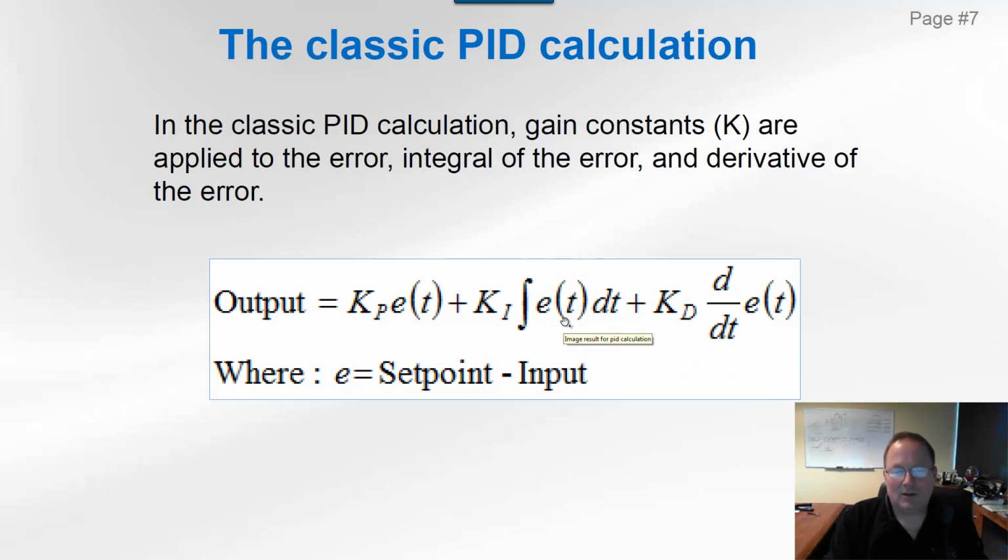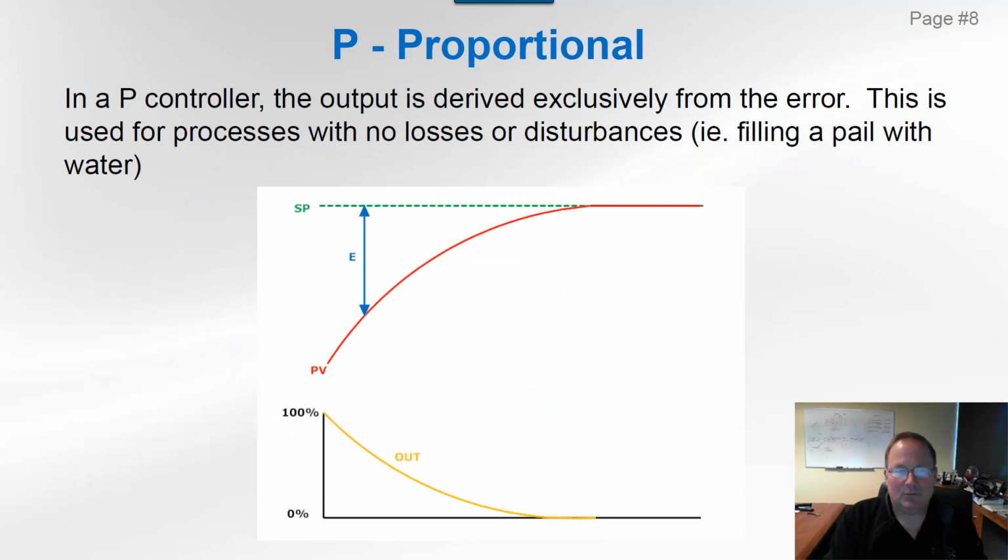Okay. Now, basically the proportional term P. So in a P controller, which is a controller which only uses the P portion, the output is derived exclusively from the error. Okay, so this is used for processes with no losses or disturbances.